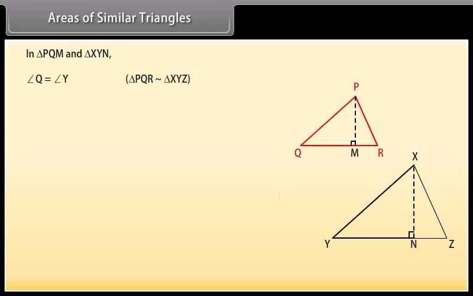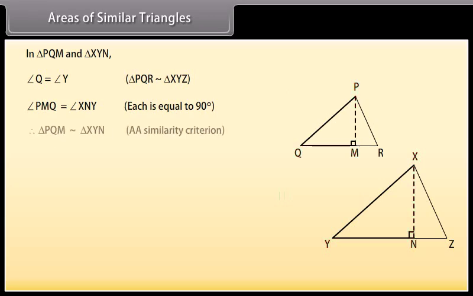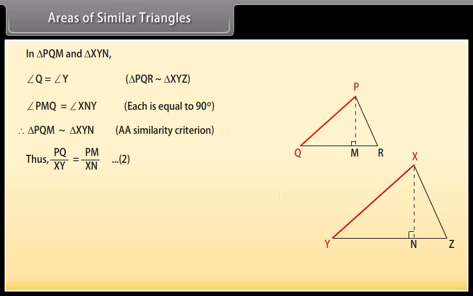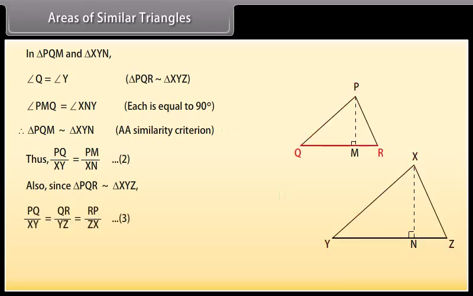In triangle PQM and XYN, angle Q is equal to angle Y, as triangle PQR is similar to triangle XYZ. Angle PMQ equals angle XNY, each angle is equal to 90 degrees. Therefore, triangle PQM is similar to triangle XYN by AA similarity criterion. Thus, PQ upon XY equals PM upon XN. Mark it as 2. Also, since triangle PQR is similar to triangle XYZ, PQ upon XY equals QR upon YZ, which is equal to RP upon ZX. Mark it as 3.